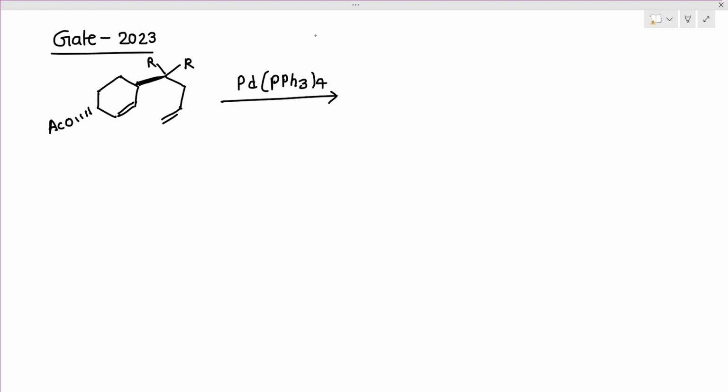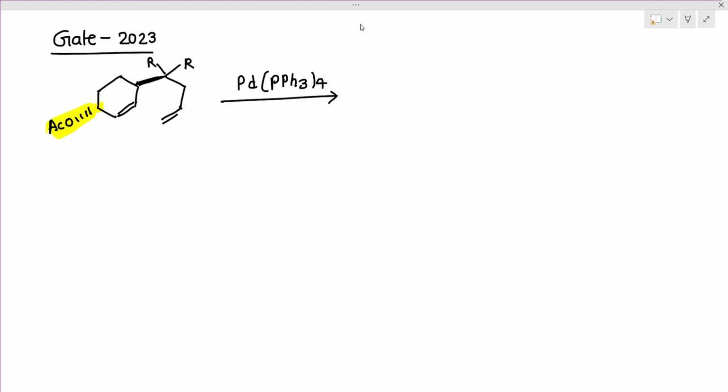Okay, and you have been asked the product formed. Now you can see you have been given an allylic compound. Here, this is the allylic position at which there is an OAc group present. It means a leaving group is present at the allylic position. So what will be your first step?